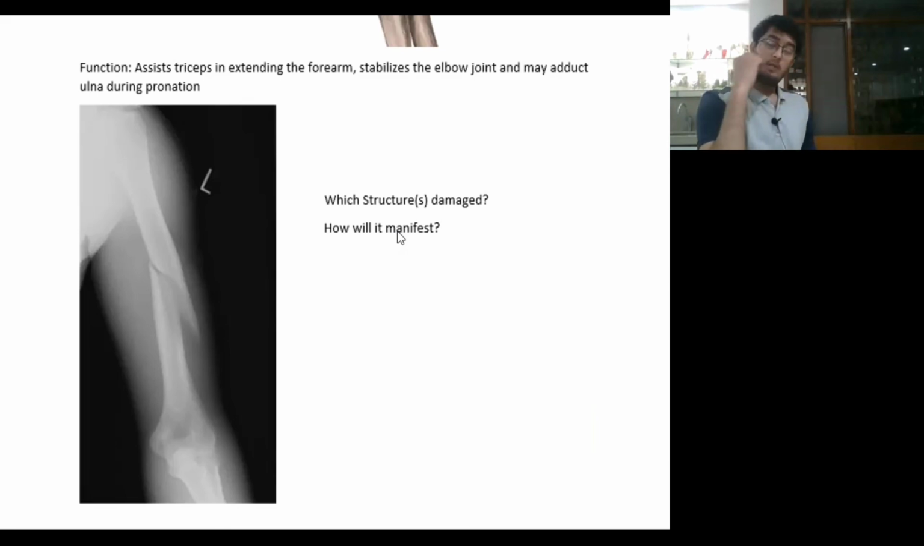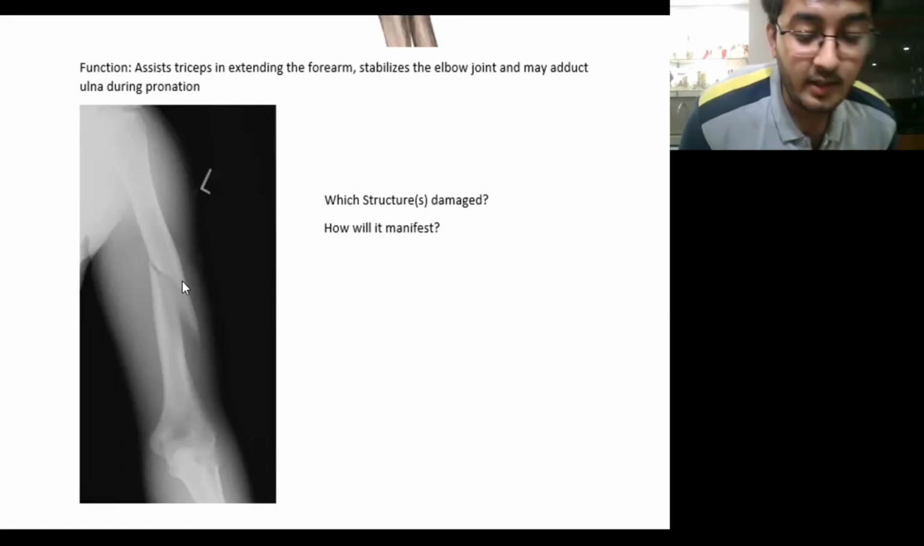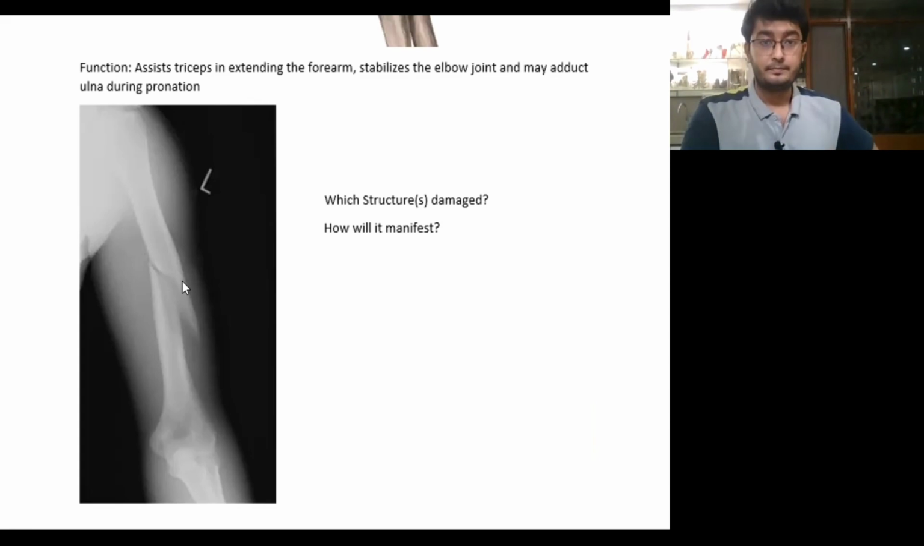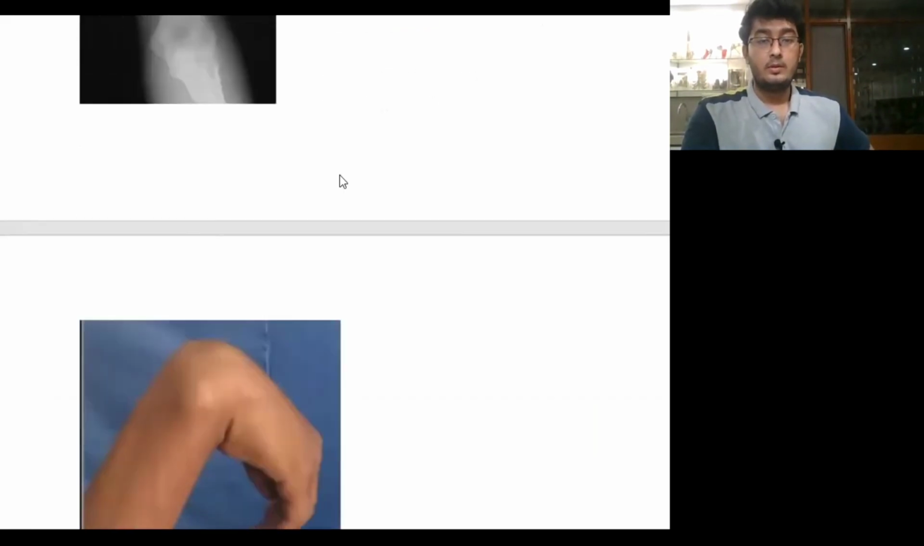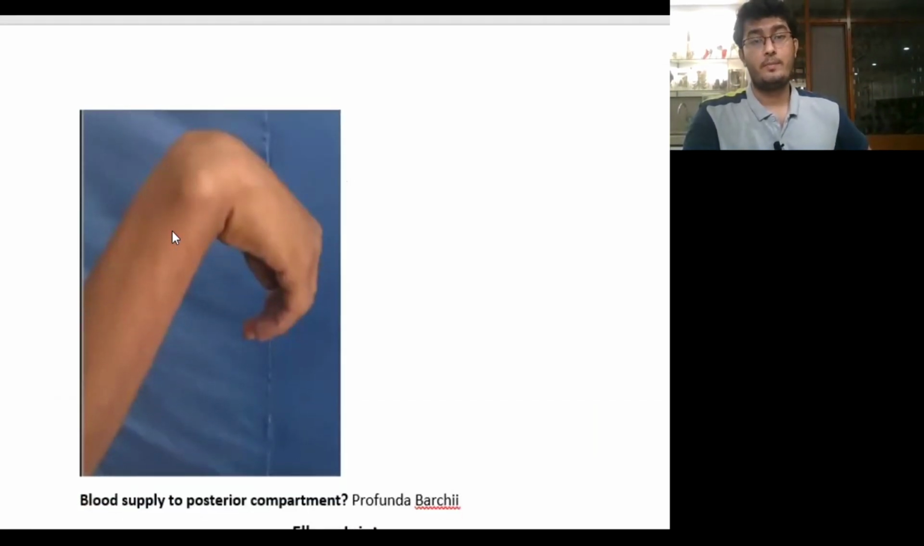Okay. So the question becomes, sir, why isn't the extension of the elbow getting affected? The answer to that is the branch of the radial nerve that supplies the triceps actually emerges proximally to the radial groove which is present on the shaft of the humerus. That is why usually in shaft fractures, that branch of the radial nerve which supplies the triceps muscle is not damaged. That is why we have intact extension at the elbow joint. So this is how it will manifest. This is called the wrist drop.